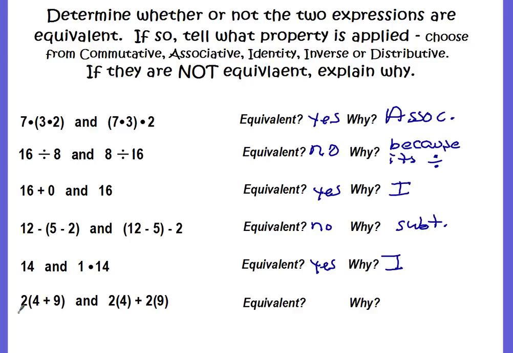And the last one, 2 times the group of 4 plus 9. Is that the same as saying 2 times 4 plus 2 times 9? Well, take a look. What happened? Instead of the 4 and the 9 being grouped together in parentheses, they took the 2 and multiplied it by the 4, right here. And then they added that to the 2 times the 9, right here. So what did they do with this 2? They distributed it. They shared it. So these are equivalent. Why? Because it's the distributive property. And we're going to work more on the distributive property coming up.